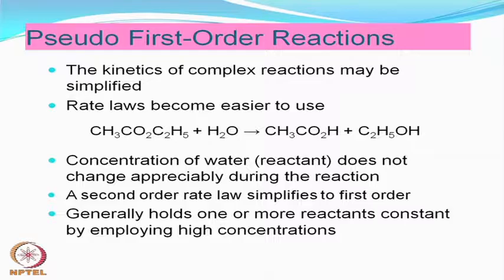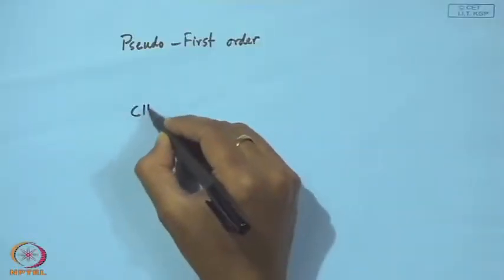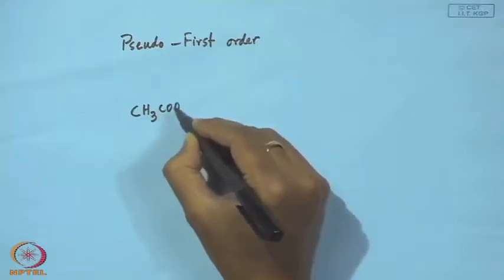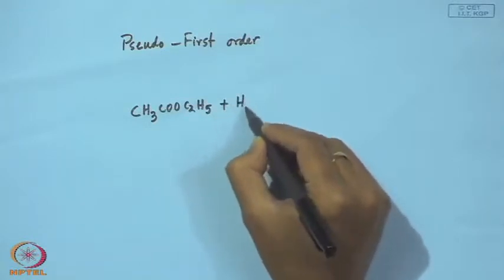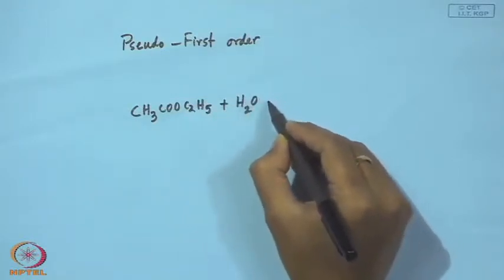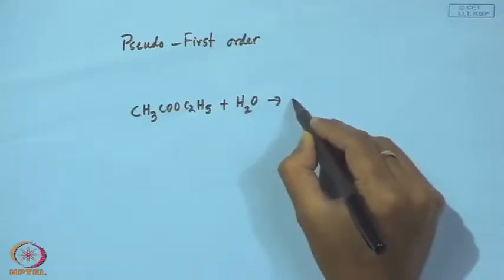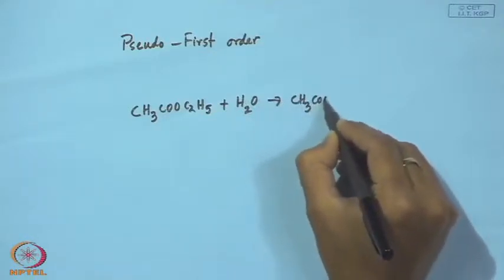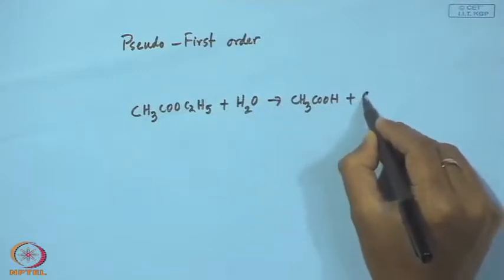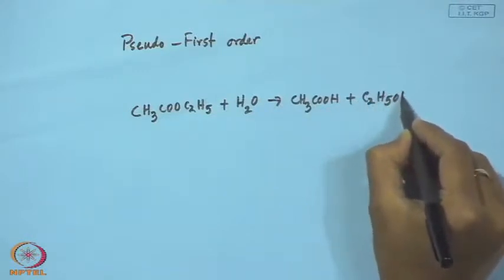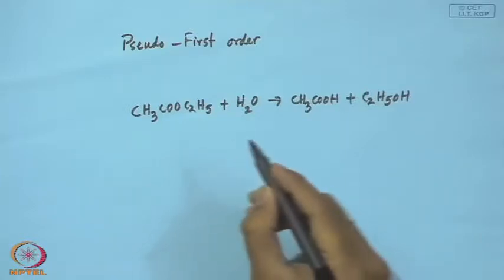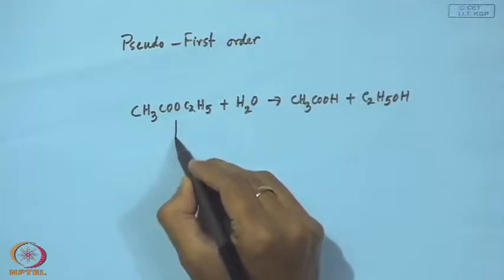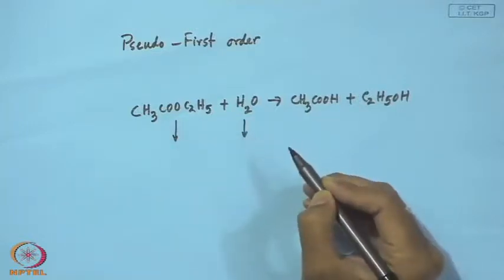Suppose we are having a reaction of this sort, CH3COOC2H5, that is ethyl acetate, in water in presence of maybe a trace amount of acid, producing acetic acid and ethyl alcohol C2H5OH. So, it is in true sense a second order reaction, that is, rate is proportional to the concentration of this and also the concentration of water.